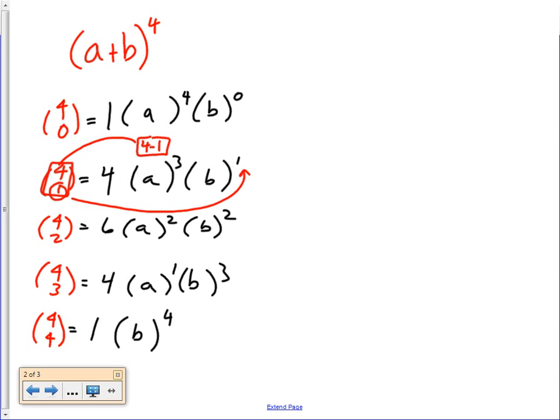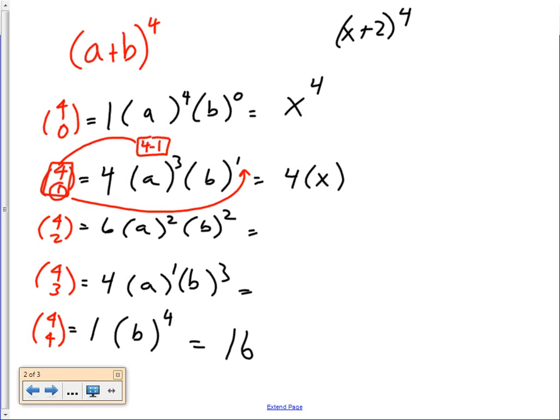Where did my a term go? 4 minus 4 is a to the 0. What's a to the 0? 1. So now, all I have to do, if I wanted to calculate x plus 2 to the 4th, I know it starts out x to the 4th. I know it ends up 2 times 2 is 4 times 2 is 8 times 2 is 16. So to find these terms here in the middle, I do 4x cubed times 2 to the first.